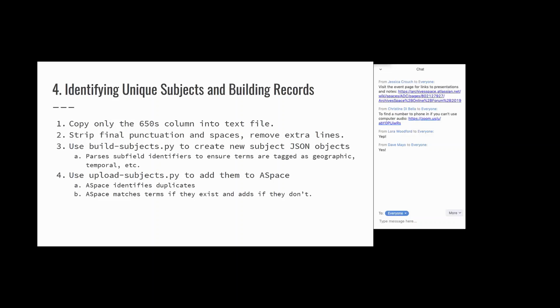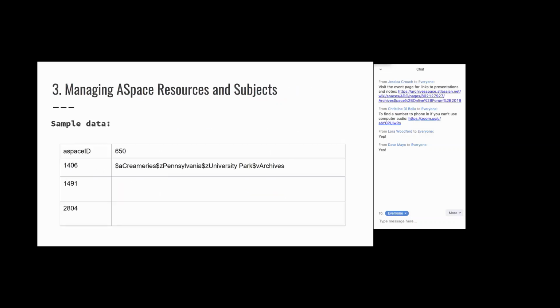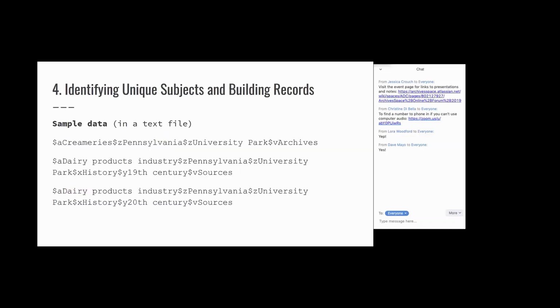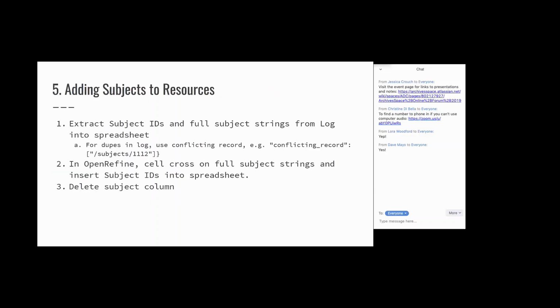That also uses the ArchiveSnake logging method and such. ASpace will identify the duplicates and just reject them, but it gives you a useful answer that you can then parse for information, and it matches terms if they exist and adds if they don't. So I didn't have to keep adding subfield Z Pennsylvania over and over again. ArchivesSpace understood that the geographic subdivision of Pennsylvania should just match against the geographic subdivision of Pennsylvania. This is a quick look at the sample data as it would look in the text file.